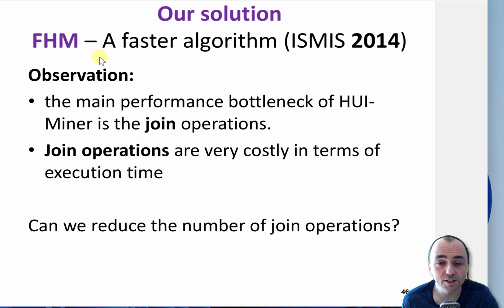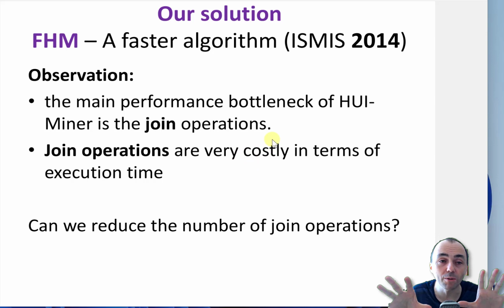So it is an extension of HUI-MINER, so you can think about it as an improvement, okay? The FHM algorithm was designed by making some observation. The observation is that the main performance bottleneck in HUI-MINER is the join operation. The join operation can be very costly.